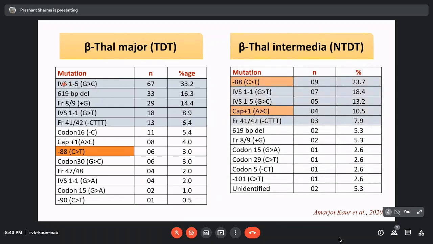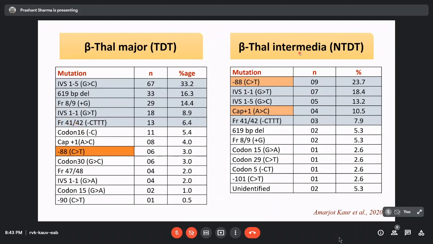This is a 3-year study, and when we look at thal major or transfusion-dependent thalassemia, we get the top 5 that we talked about earlier: IVS15, 609 BPD, frameshift 89, IVS11, and frameshift 4142. These are the commonest mutations.